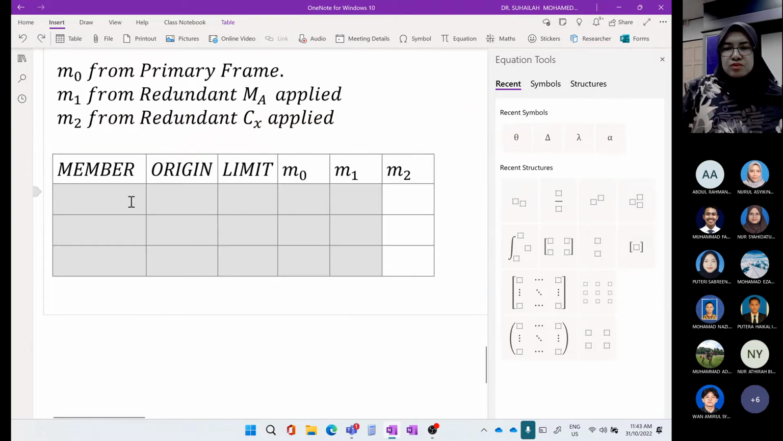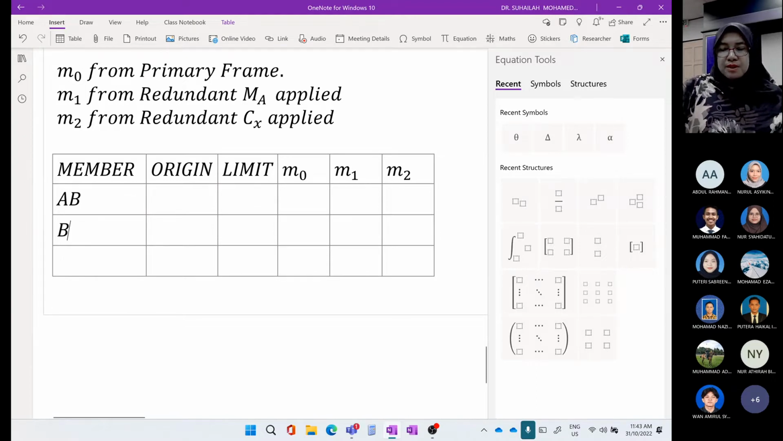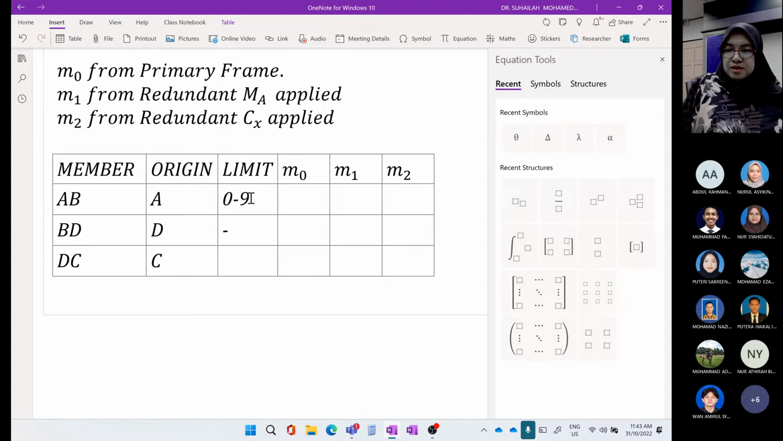We have to replace them one by one. It's okay. AB, BD, DC. DC, origin A, origin D, origin C, limit 0 to 9, 0 to 3, 0 to 3.